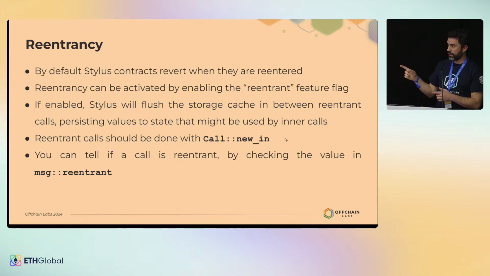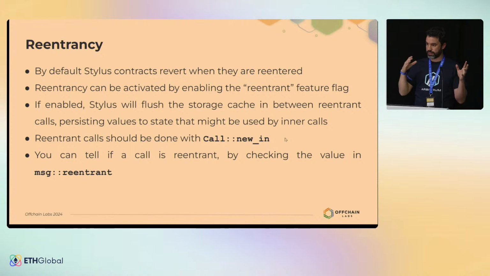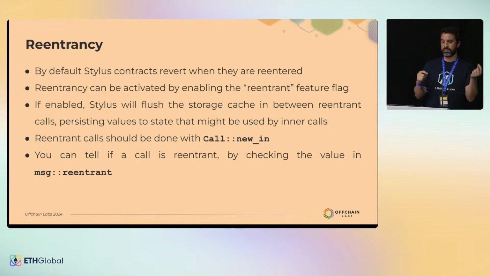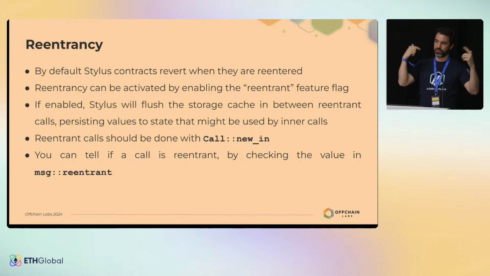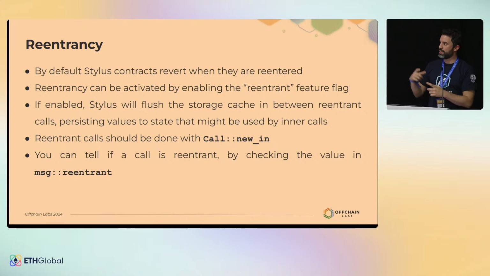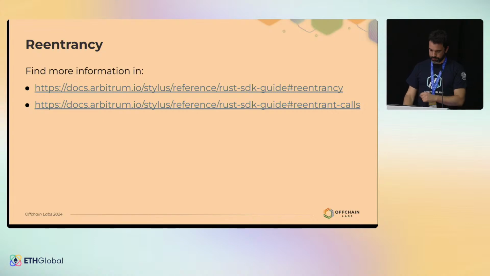And something cool about Stylus is that you can actually apply different logic in the same function, depending on whether or not a call is reentrant. So you can have the same method and say, okay, I want this piece of logic for the first time that I'm calling this contract, and then this second one for when it is re-entering the contract. And you can know if a call is re-entered or not by using this msg_reentrant variable.